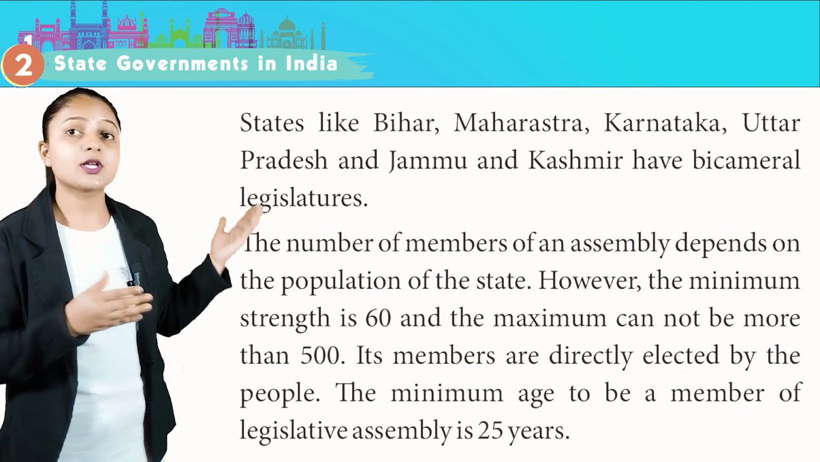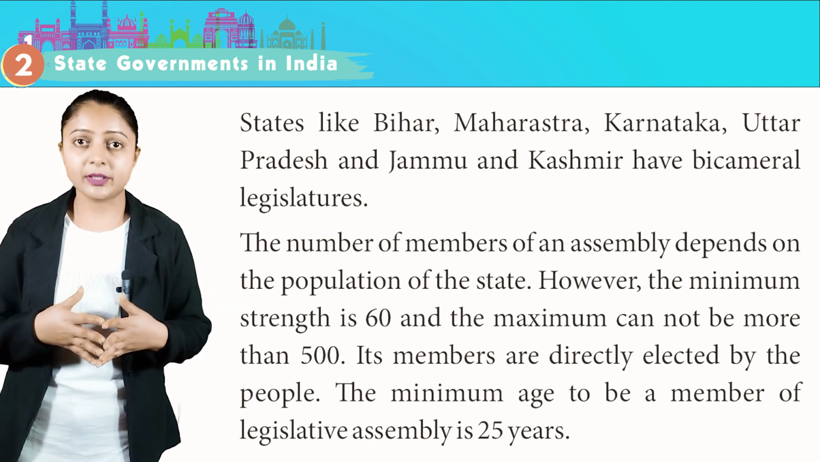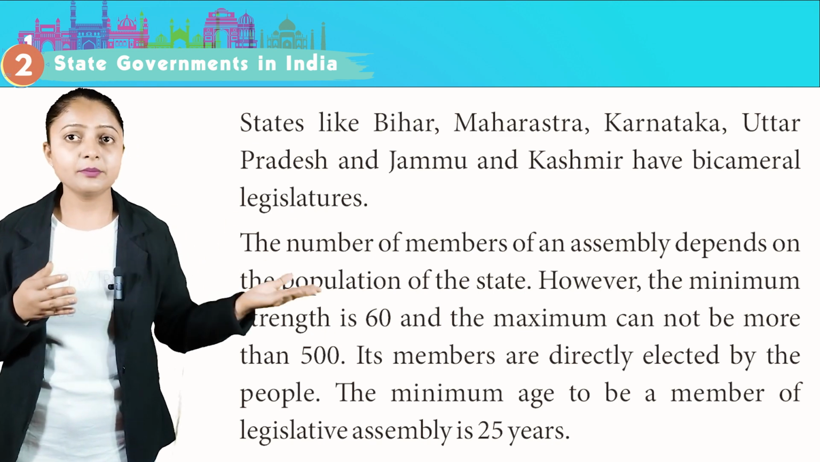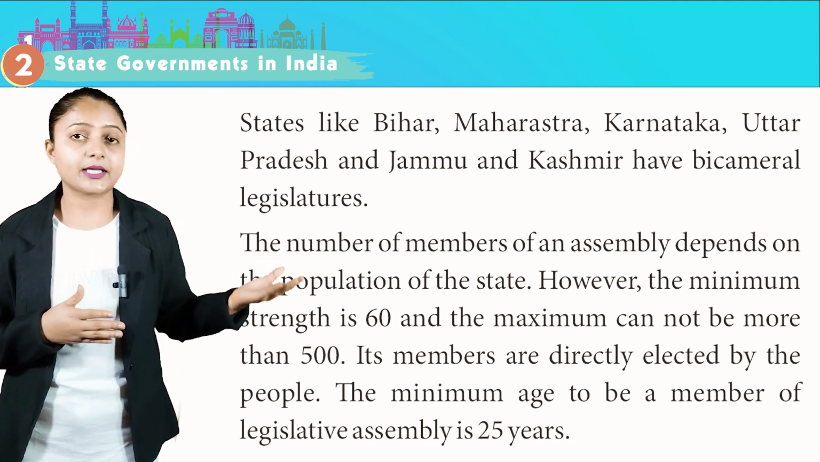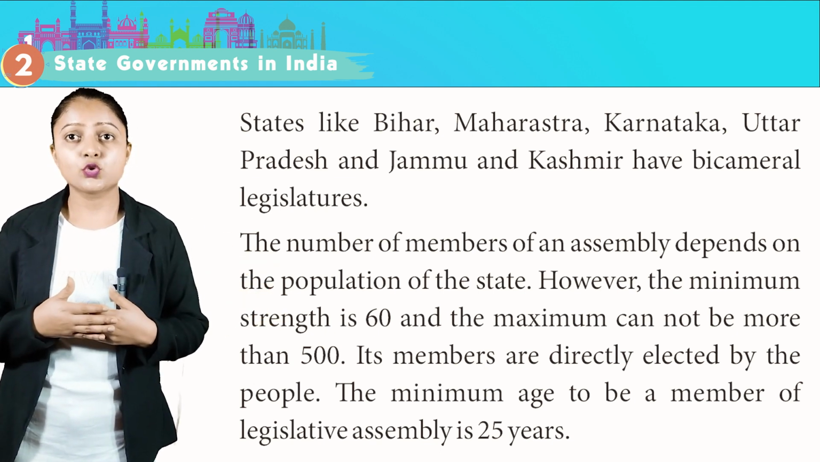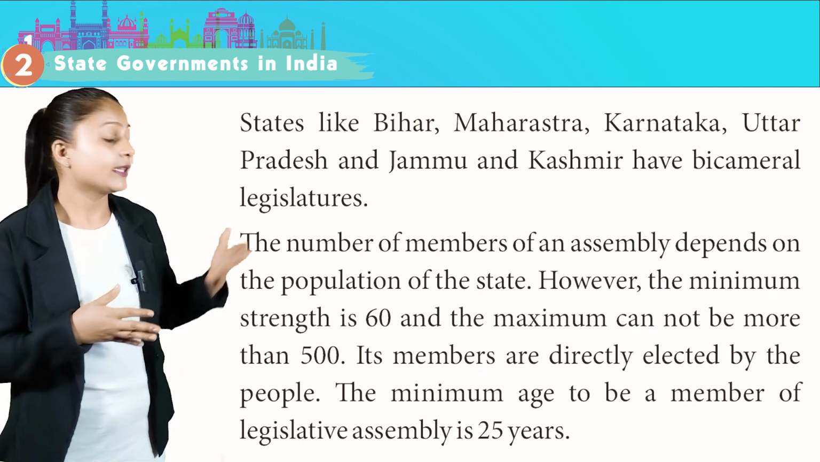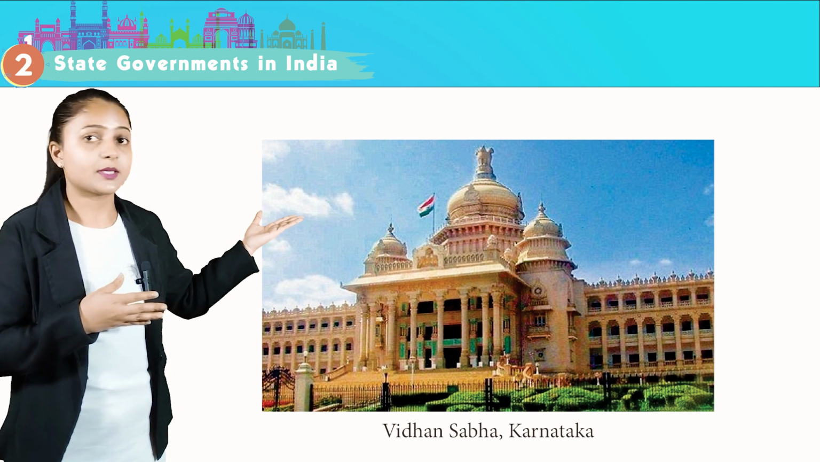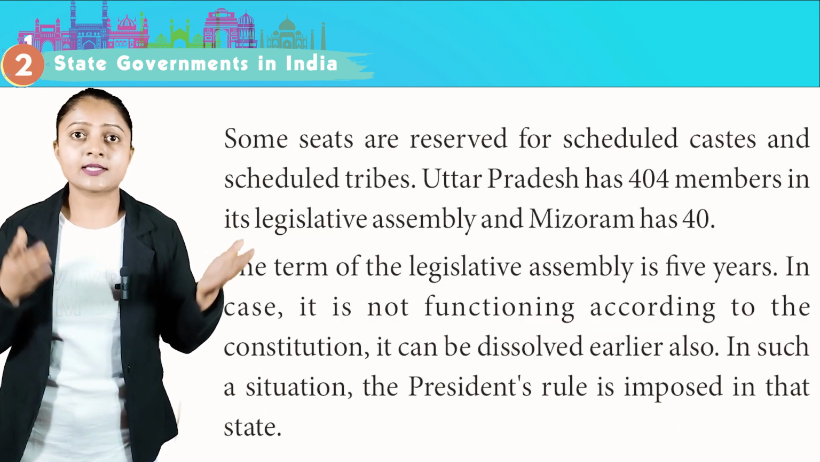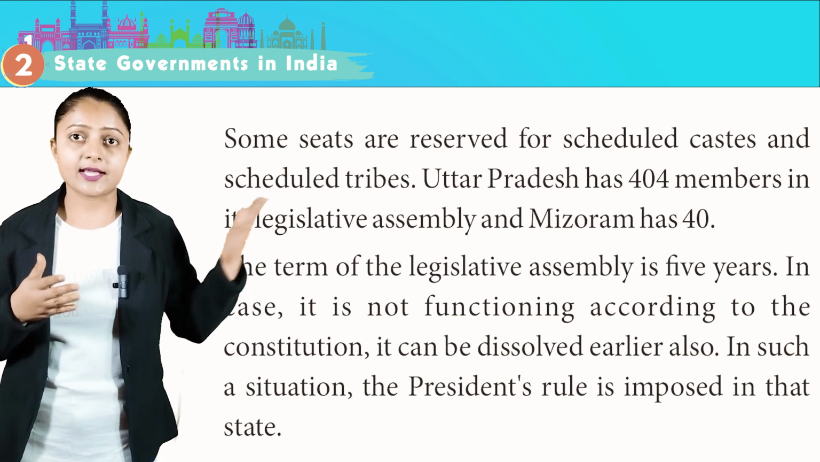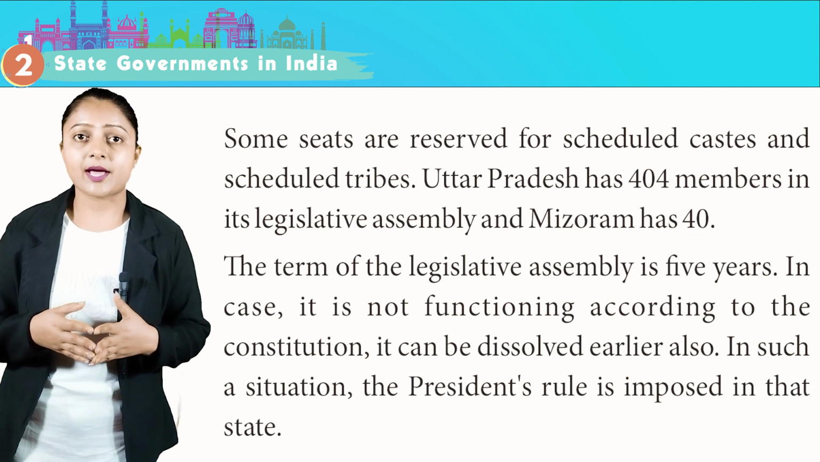The number of members of an assembly depends on the population of the state. However, the minimum strength is 60 and the maximum cannot be more than 500. Its members are directly elected by the people. The minimum age to be a member of Legislative Assembly is 25 years. This image is the image of Vidhan Sabha of Karnataka. Some seats are reserved for scheduled caste and scheduled tribes. Uttar Pradesh has 404 members in its Legislative Assembly and Mizoram has 40.